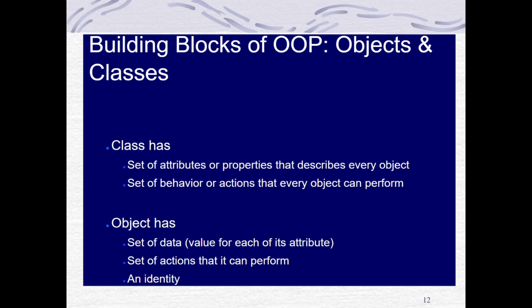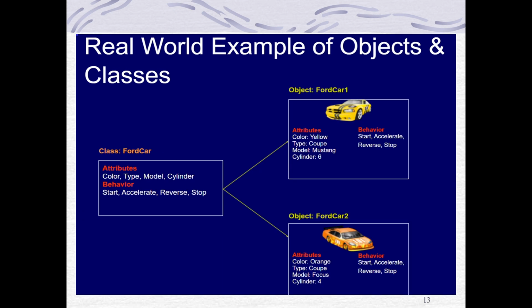So an object has a set of data, a set of actions, and it is also known as an identity. Here I am going to explain one real world example of object and class. The object is a car. The car is called an object, and in the class, the car class contains attributes and behavior.